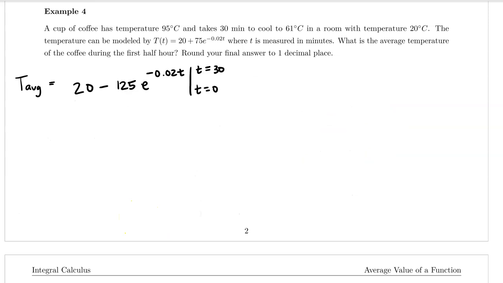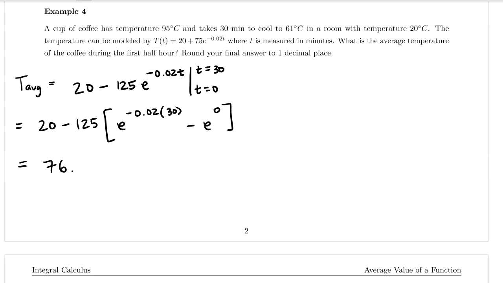I was starting to run out of space, so now I can evaluate this. So I have 20 minus 125, and then I have e to the power of negative 0.02 times 30 minus e to the 0 power. That's going to evaluate to be 1. And if you throw this into your calculator and you round to 1 decimal place, you should end up getting that this is equal to 76.4 degrees Celsius. So that is the average temperature of our cup of coffee during the first half hour.